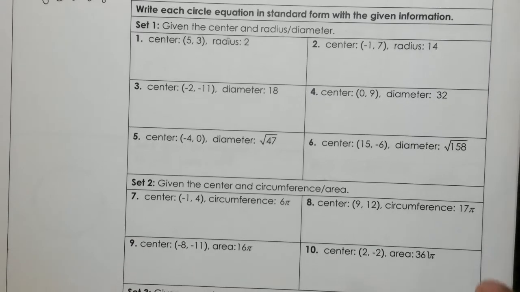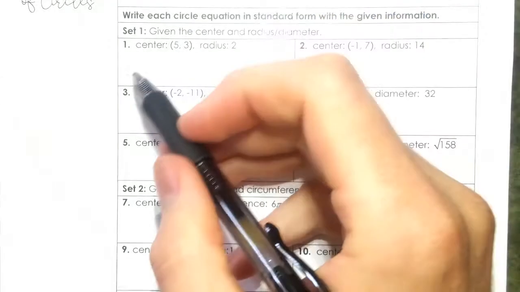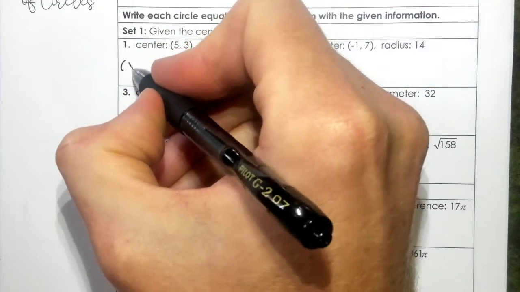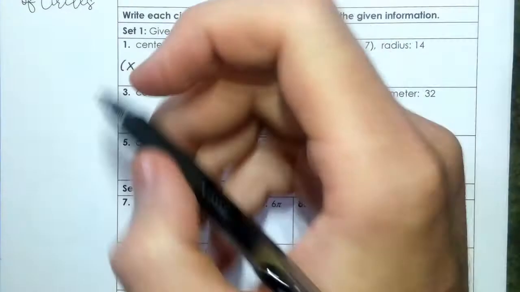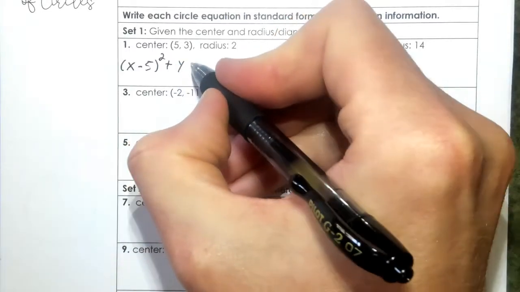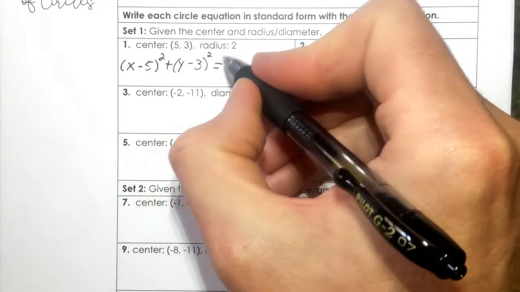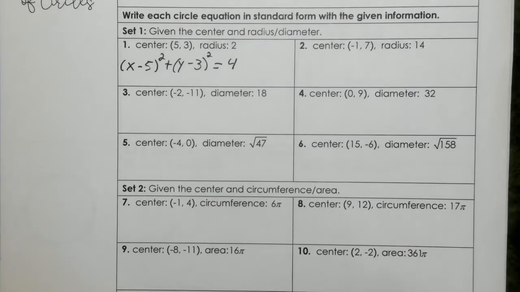All right, so for number one, the directions say write each circle equation in standard form using the given information. So for the first one, I've got the center at (5, 3) and the radius 2. For these, all we have to do is plug into the equation. So I would have (x - 5)² because 5 is our h, or our x coordinate of the center, plus (y - 3)², which is our y coordinate of the center. And then for the radius, remember this is r squared, so we have to take 2 and square it. So we get 4. So (x - 5)² + (y - 3)² = 4 is the equation of that circle.